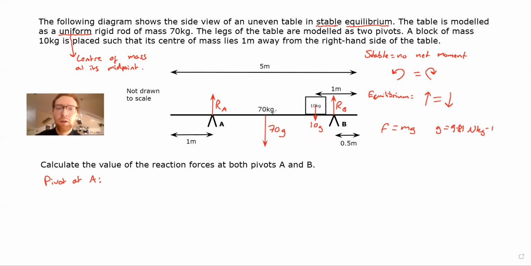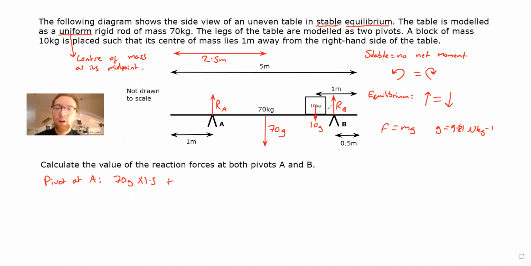So pivot A. So we'll take 70g, so that's the size of our first force, the weight of the table, multiplied by the distance from the pivot. So we know the distance to the middle is going to be 2.5 meters. So that's the center of mass of the rod. From pivot A, that's going to be minus that initial 1 meter as well. So it's 1.5 meters.